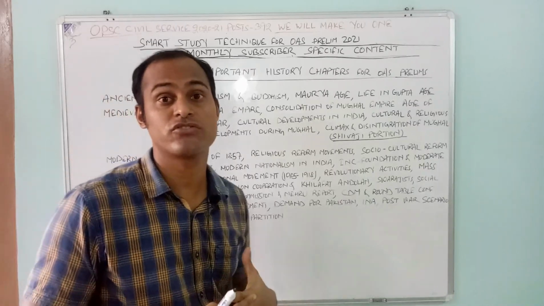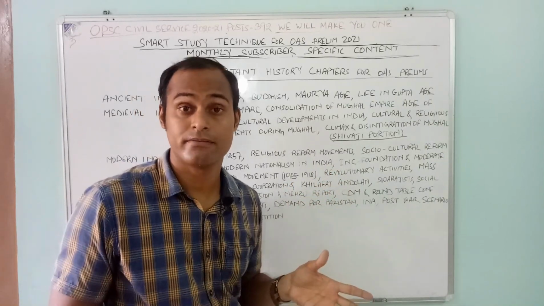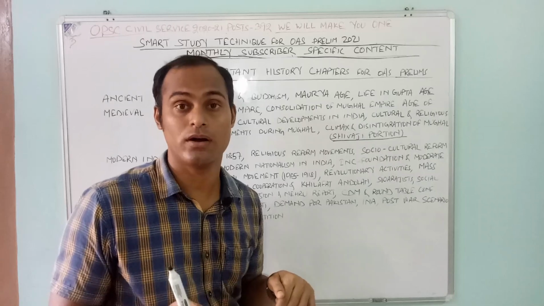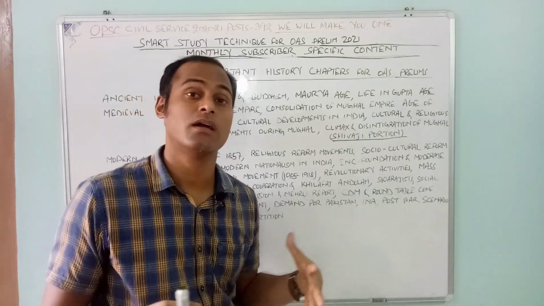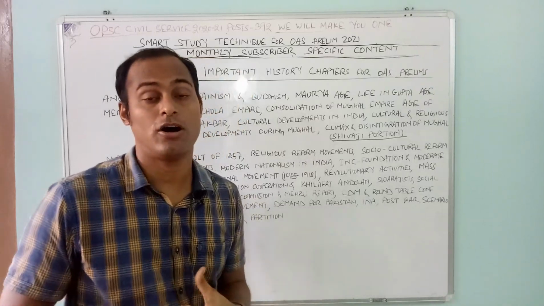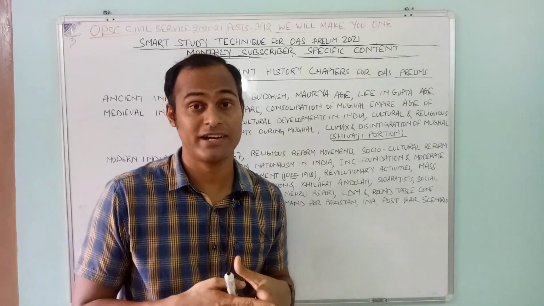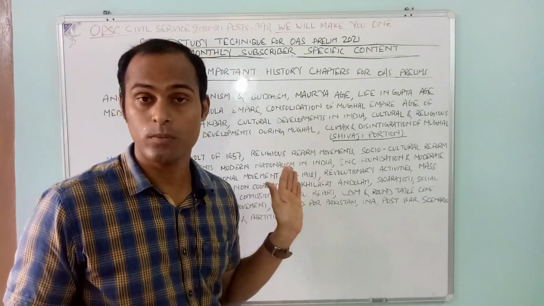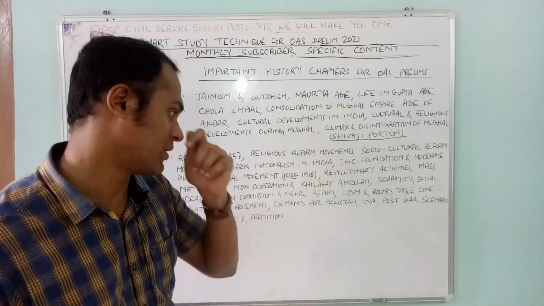Then there is an association between the moderates and extremists. First there is the Surat split. Let me know in the comment box when the Surat split happened, who was the president of the Surat session of Indian National Congress. Then there is the reassociation of the moderates and extremists in the Lucknow session of Indian National Congress, and it happened during that time. Home Rule Movement also comes under this section, so it is important.